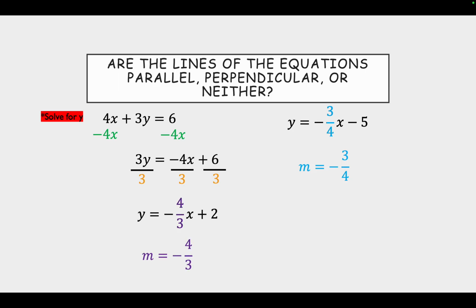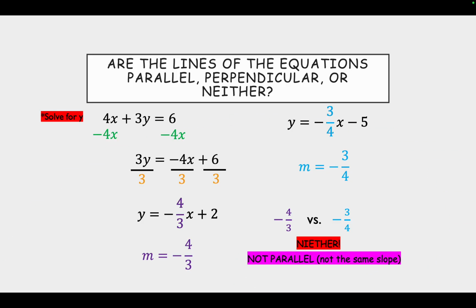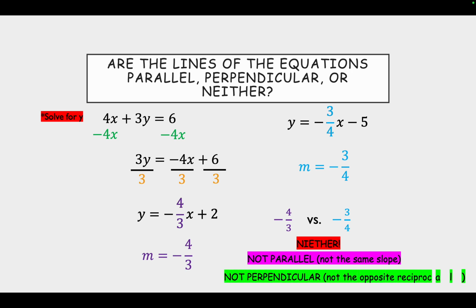They look like they have some sort of relation, but do you notice how they're both negative? So we have a negative 4 over 3 slope versus negative 3 over 4. Yes, they flipped, but the sign didn't change. So it is neither. They're not parallel because they're not the same slope. And they're not perpendicular because they're not the opposite reciprocals. Remember, for it to be perpendicular, we need one negative and one positive.